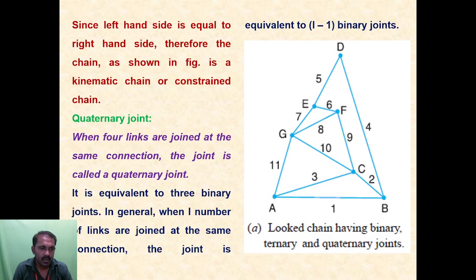Next, quaternary joint. Here, when 4 links are joined at the same connection, the joint is called a quaternary joint. It is equivalent to 3 binary joints. Generally, when L number of links are joined at the same connection, the joint is equivalent to L minus 1 binary joints. Look, that is a quaternary joint.